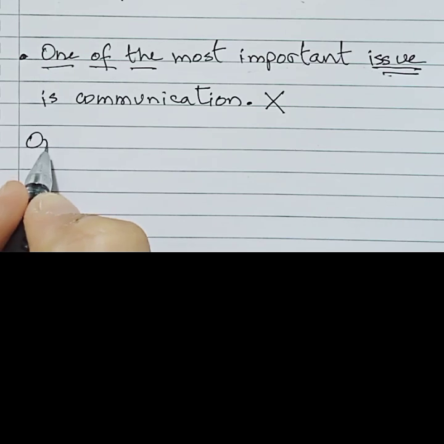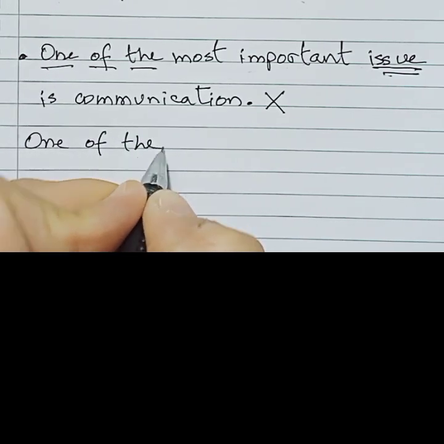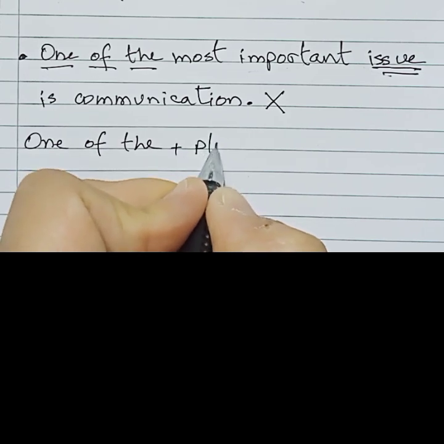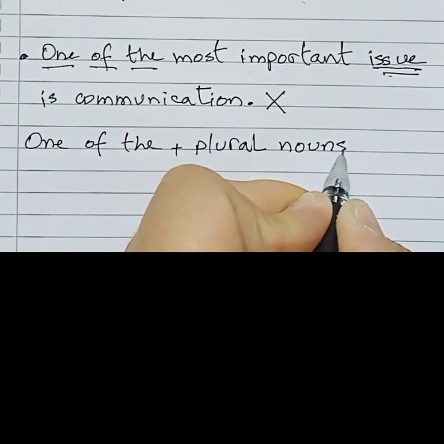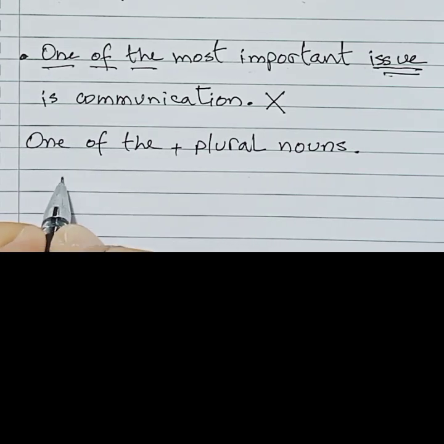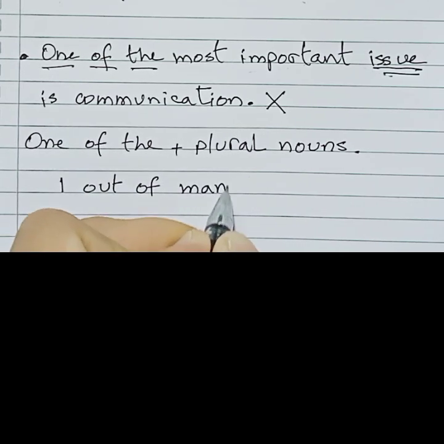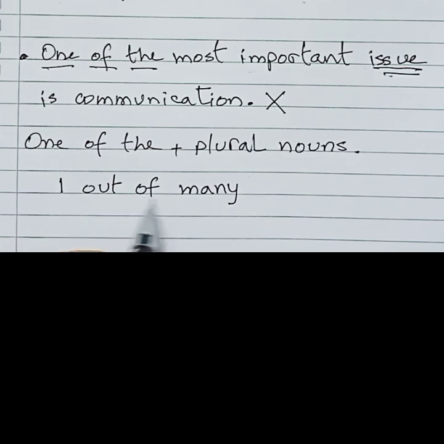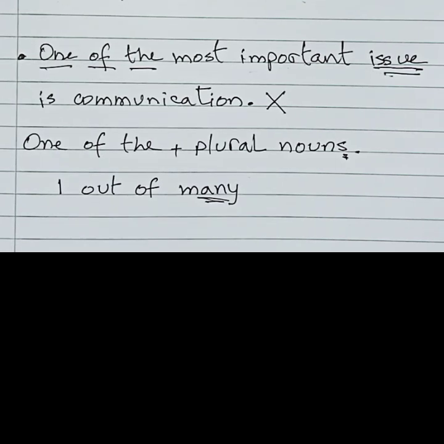It means something out of many things. One out of the plus plural noun, because we are selecting one out of many. Okay, one of the students, one of the problems. So it's one out of a group, out of many. And here it means one issue out of many issues.